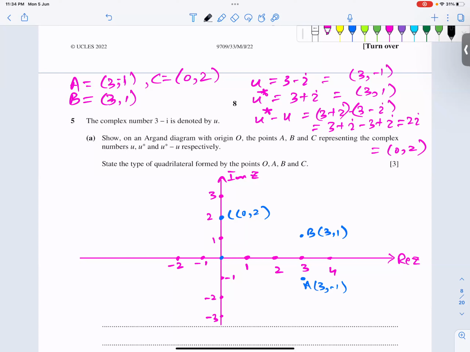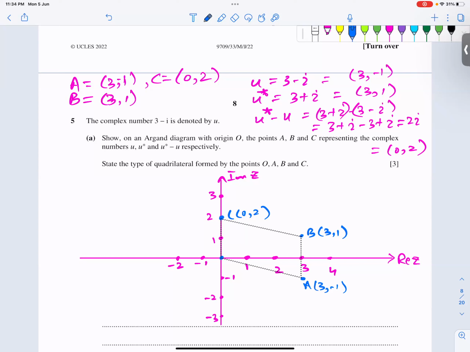State the type of quadrilateral formed by the points O, A, B, and C. For this, just join the points C to B, and then B to A, and then O with A, and then O with C as well. Now this is the quadrilateral.